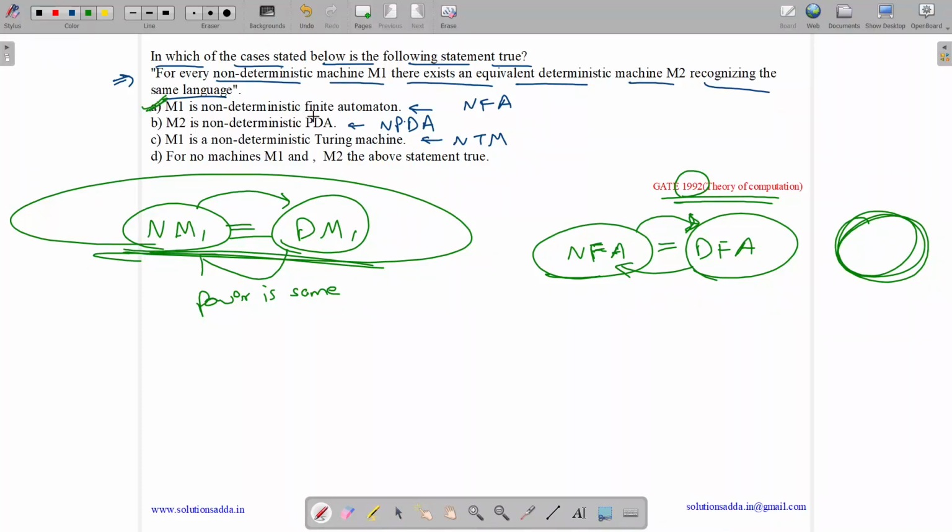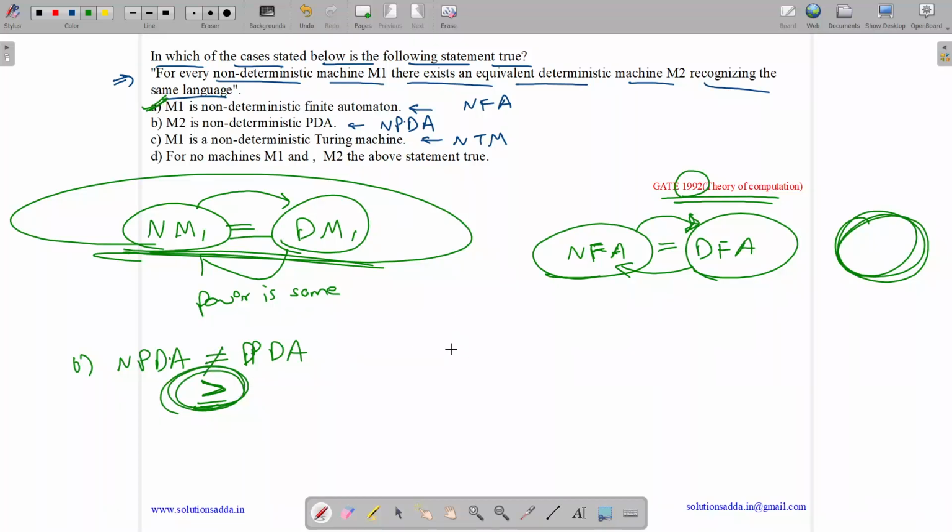M1 can be a deterministic finite automata DFA, as we can have an equivalent NFA, as we can have an equivalent DFA for it. M2 is a non-deterministic PDA. See, for PDAs, the power of non-deterministic push-down automata is not equal to the power of deterministic push-down automata. Why? Non-deterministic push-down automata has more power than deterministic push-down automata.